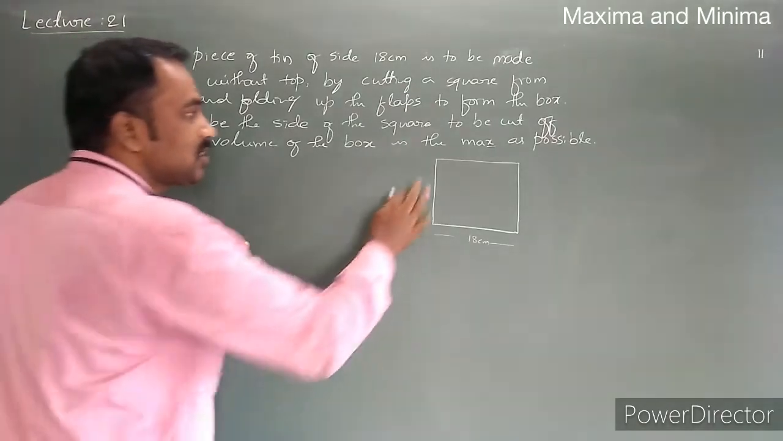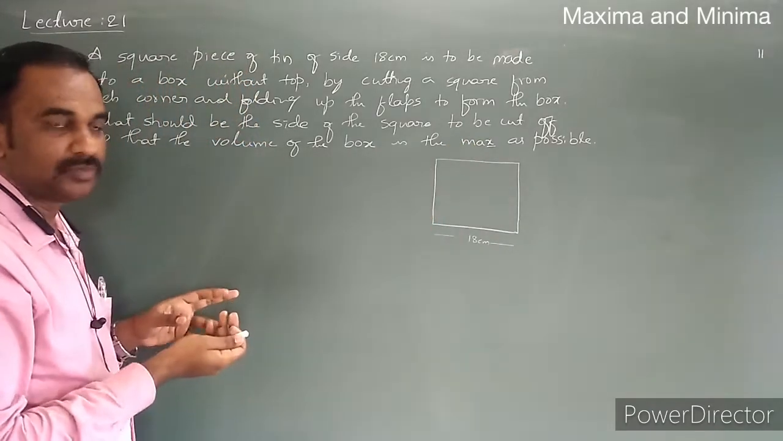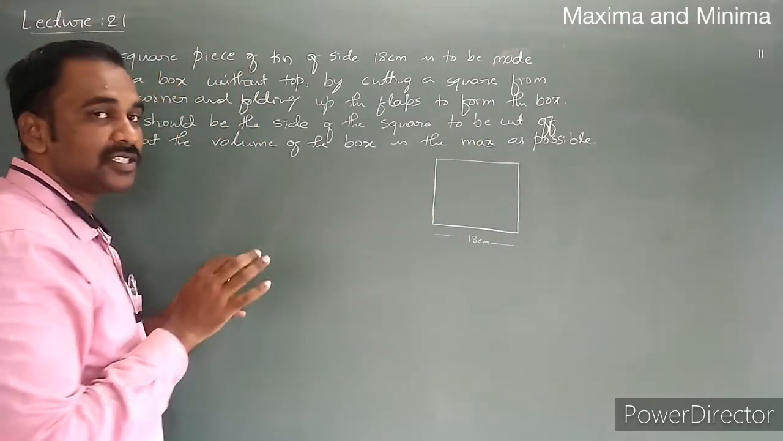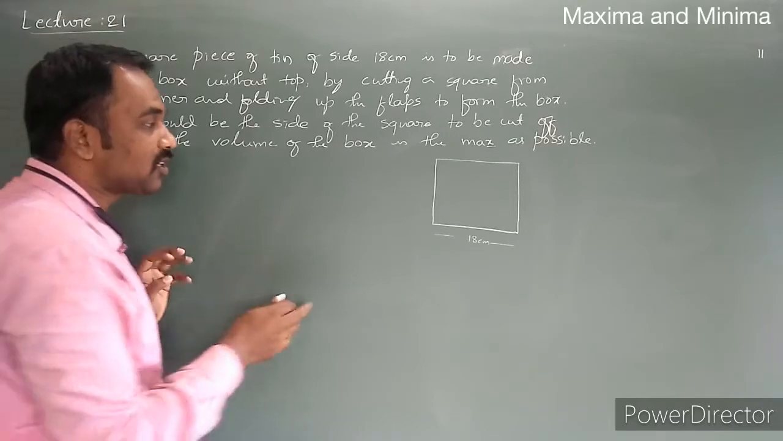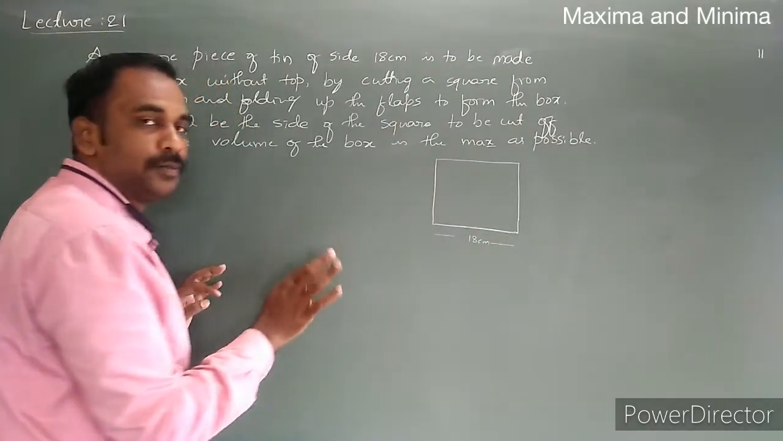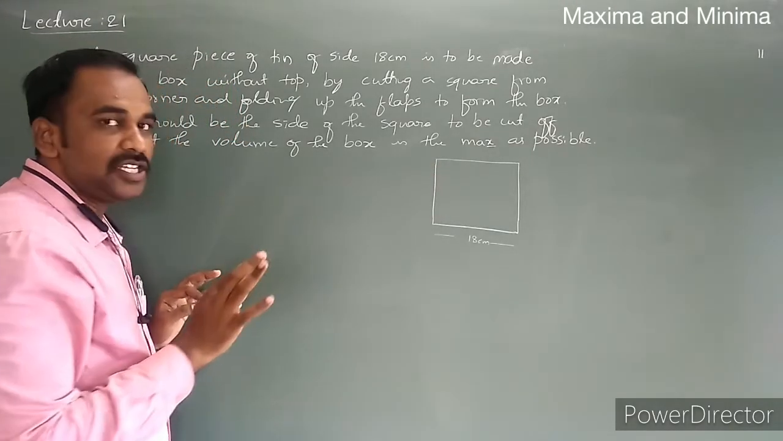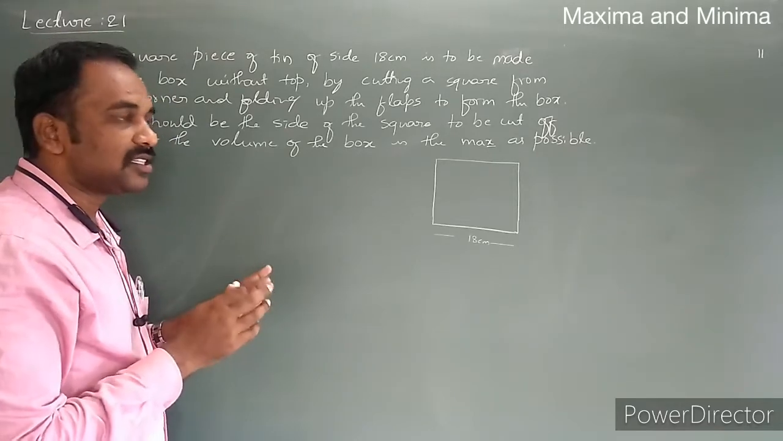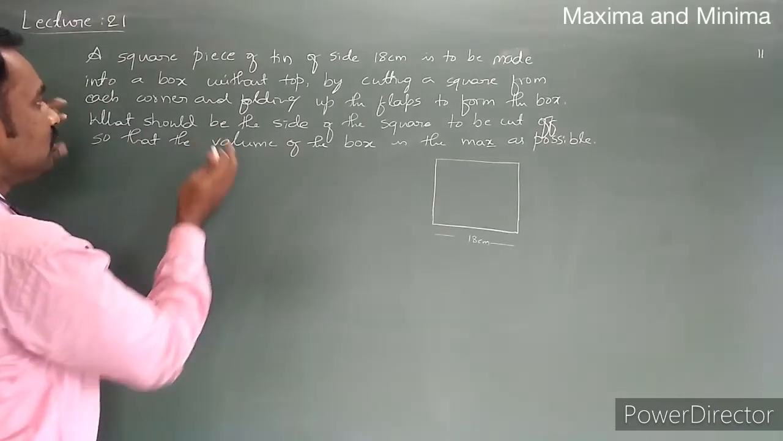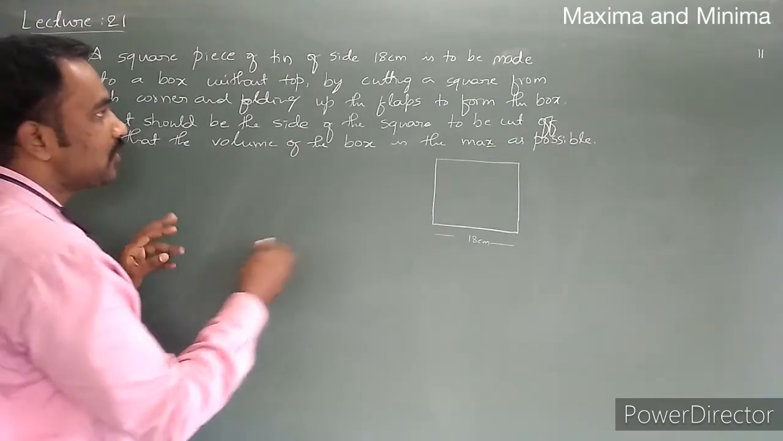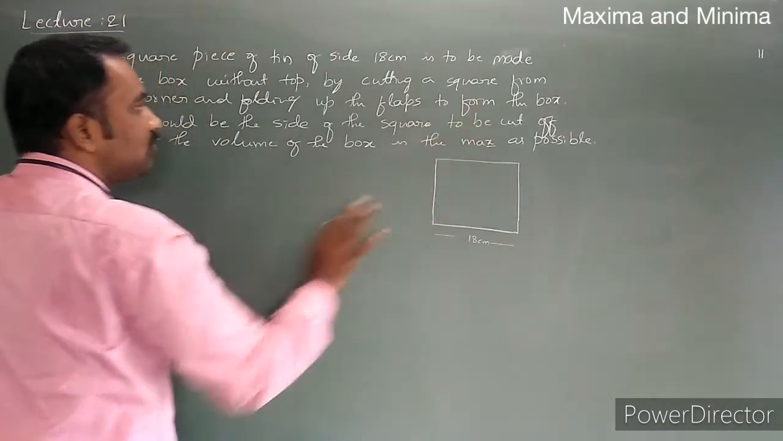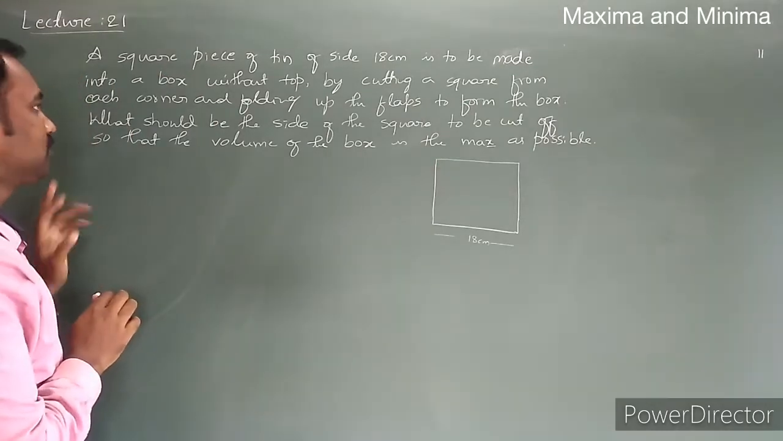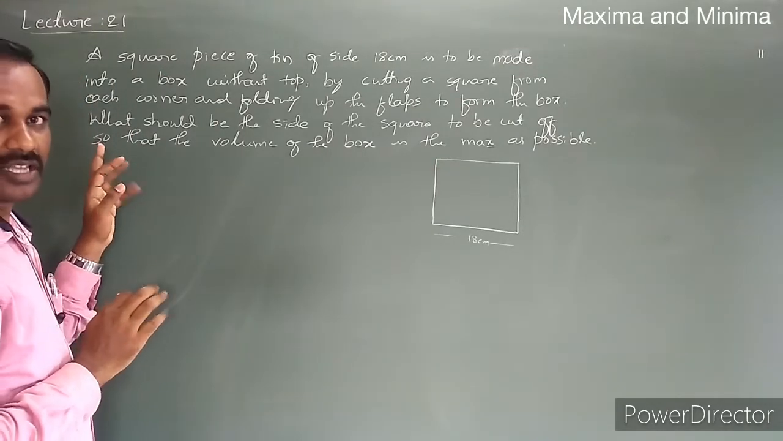How to make this square tin plate into a box means we have to cut square pieces from each corner. How many corners are there? Four corners are there. From each of the four corners we have to cut a square piece, and after cutting the square pieces we have to fold the flaps. The remaining flaps you have to fold to form a box without a top. Then I think you have got the imagination.